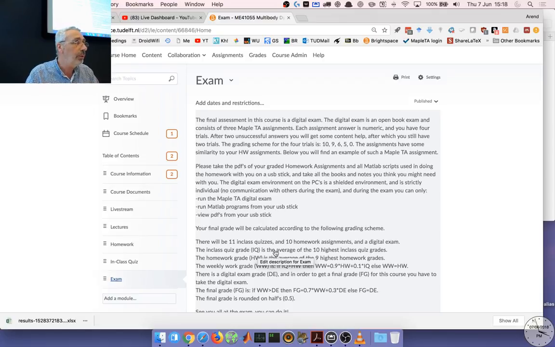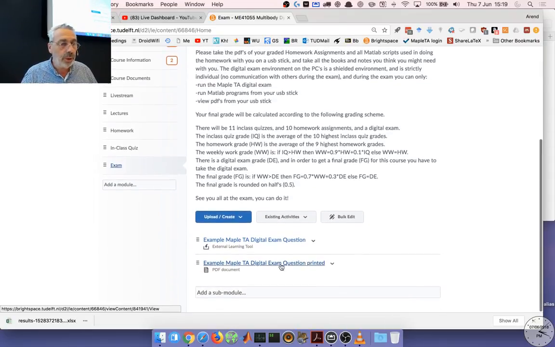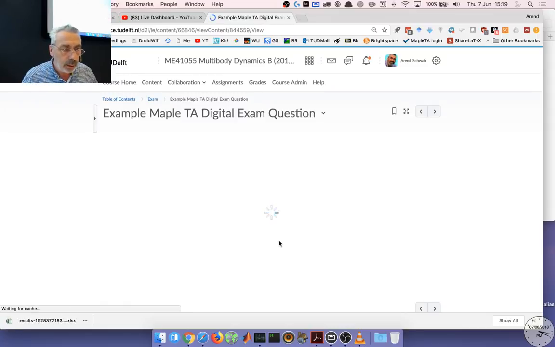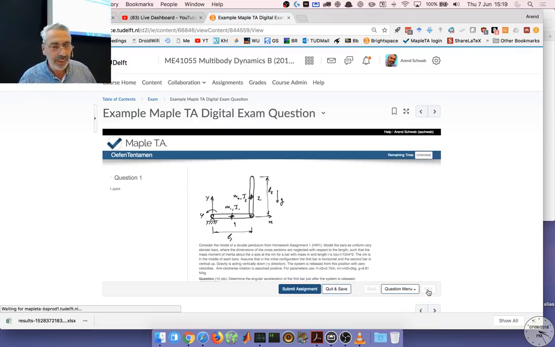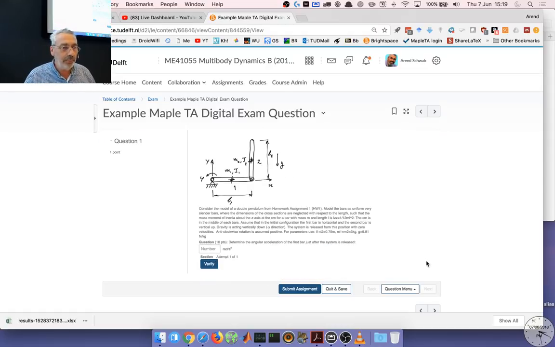And from my experience last year, there were a number of people who really had a higher grade on the digital exam than all the averages on the homework. So that was good. So what does the digital exam question look like? Well, I finally got MapleTA working in Brightspace, and it looks like this. Blah blah blah, how many attempts, not interesting. Well, you should read it, of course. Okay, it looks like this.